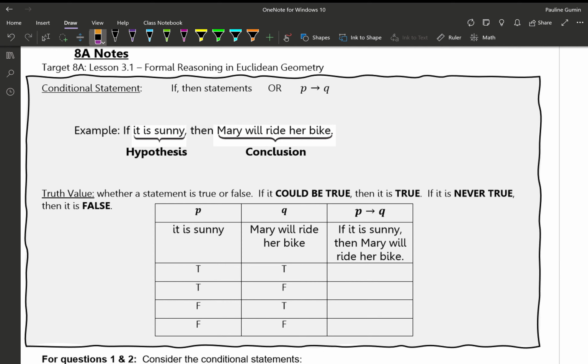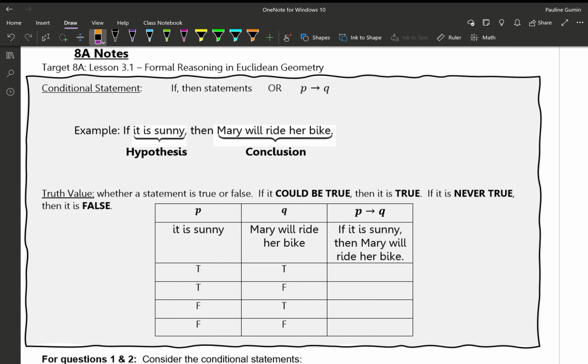These are if-then statements, which are also denoted as P with a little arrow pointing towards Q. The P is your hypothesis, Q is your conclusion. For example, if it is sunny, which is the hypothesis, then Mary will ride her bike, which is the conclusion.